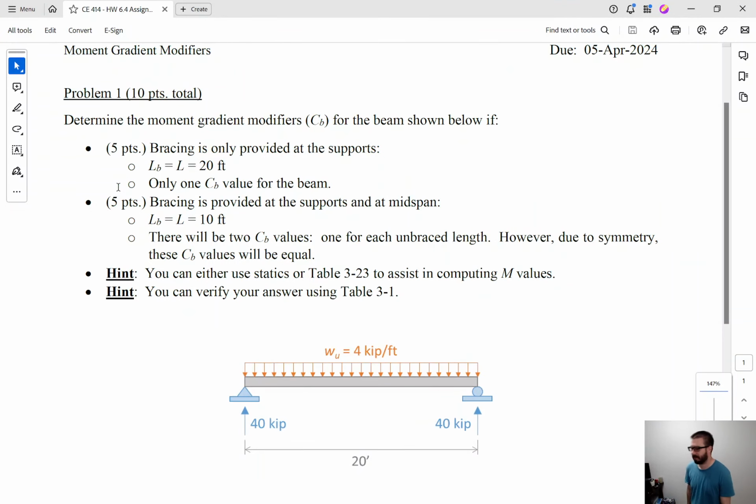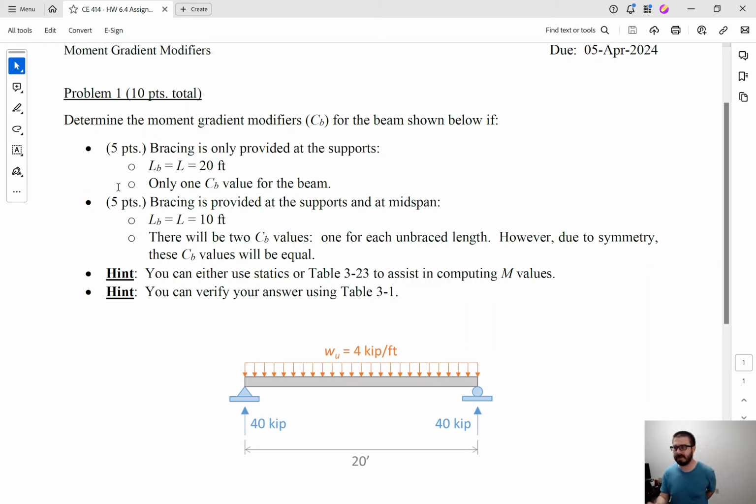this problem, okay? So I'm giving you a simply supported beam with a uniformly distributed load, and it's the same problem. It's the same beam, but I want you to do it two different ways. I want you to do it one way, assuming that there's just bracing at the ends. Then I want you to do it another way, assuming there's bracing at the ends and bracing at midspan. So the first problem, there's only one CB term, but the second problem, there's two CB values. But the structure is symmetric, so you're going to get the same CB values on either side.